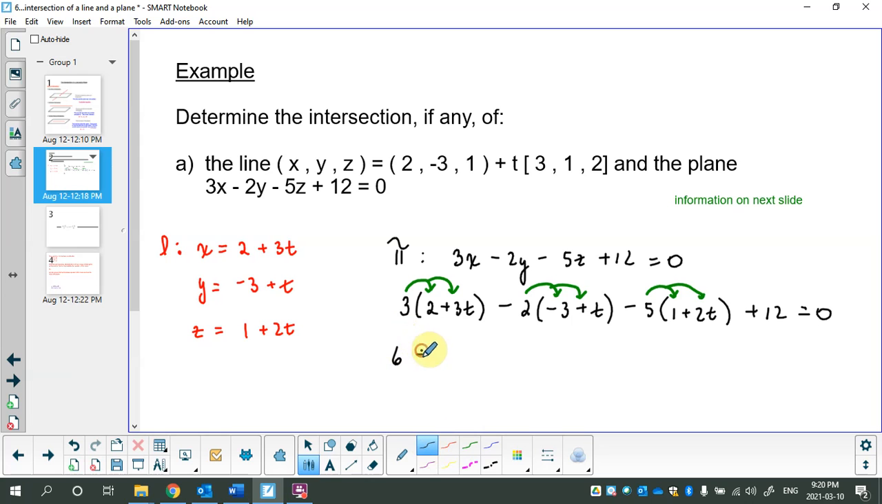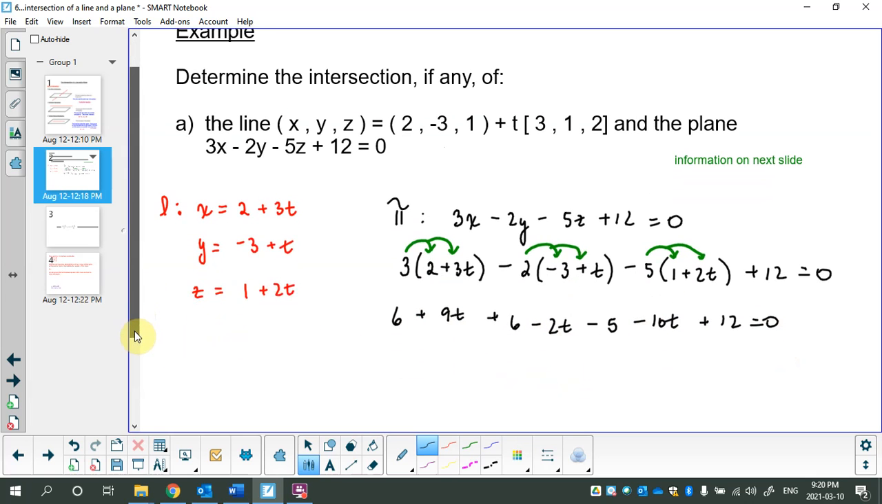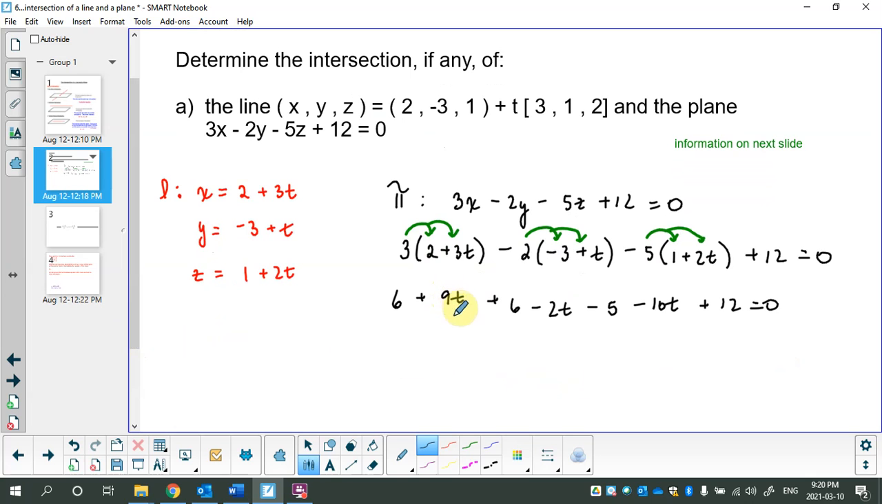So 6 plus 9t plus 6 minus 2t minus 5 minus 10t plus 12 is equal to 0. So I'm going to collect my numbers and collect my t's. I've got 9t minus 2t is 7t. 7t minus 10t is negative 3t.